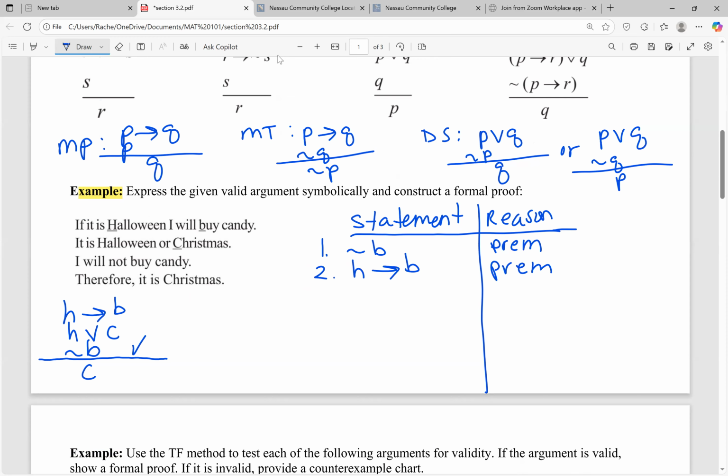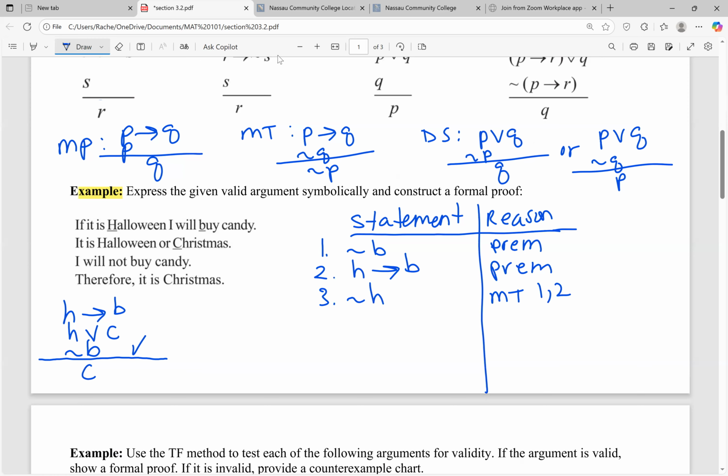So I have a conditional, the right-hand side is B, and if I join that with not B, the negation of the right-hand side, then I'm going to get not H, right? Modus tollens. That's this one, on statements 1 and 2. So we were able to conclude that not H is true because of modus tollens.